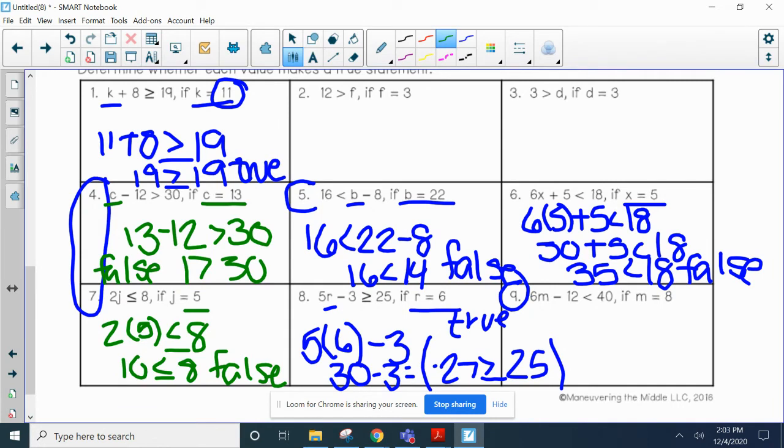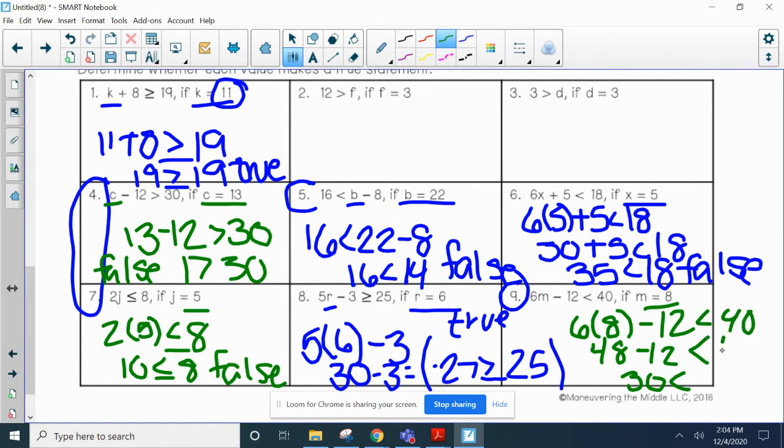Let's do it one more time. I have 6 times m, and we have that m is 8. So 6 times 8 minus 12. Multiplication or subtraction first if we're going in the proper order? That's right, multiplication. So 6 times 8 is 48. 48 minus 12 is 36. Well, it tells me that it is less than 40. Is 36 less than 40? Yes, so that is true.